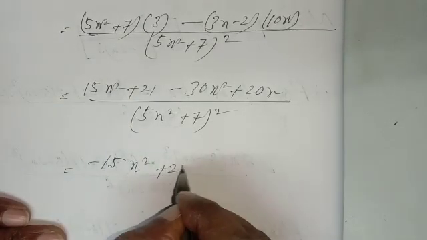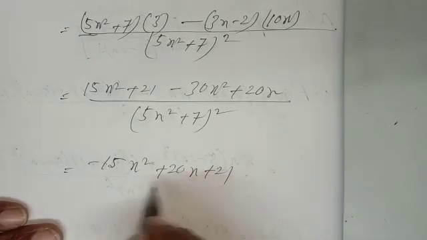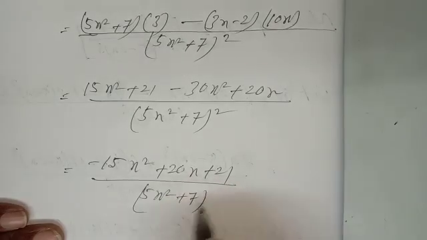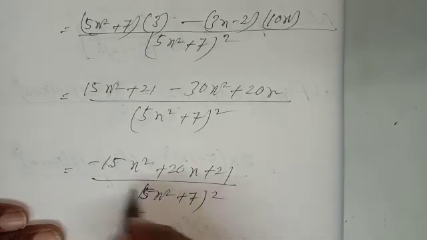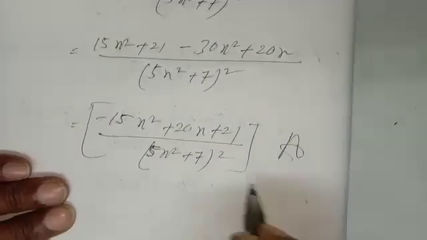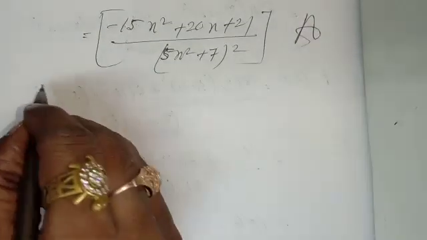Plus 20x plus 21, divided by (5x square plus 7) whole square. You can keep it like this, otherwise you can take minus common, and this is the answer. Okay, number 2 completed. Let us go to number 3.